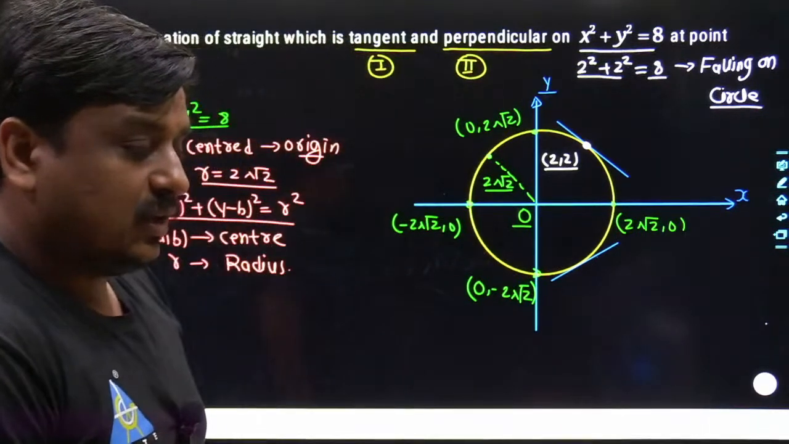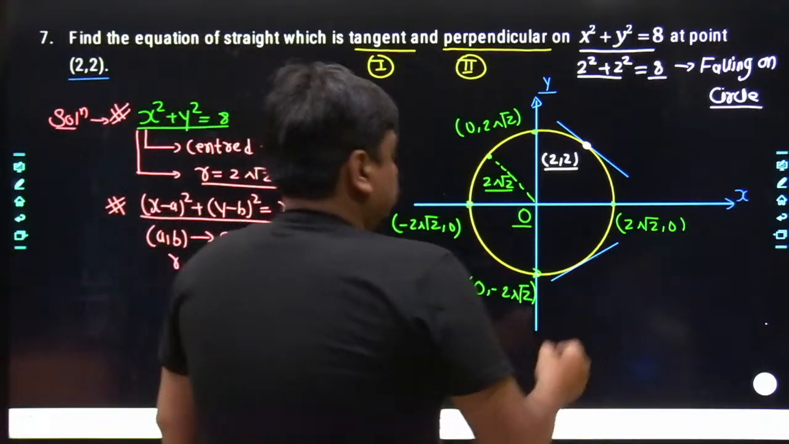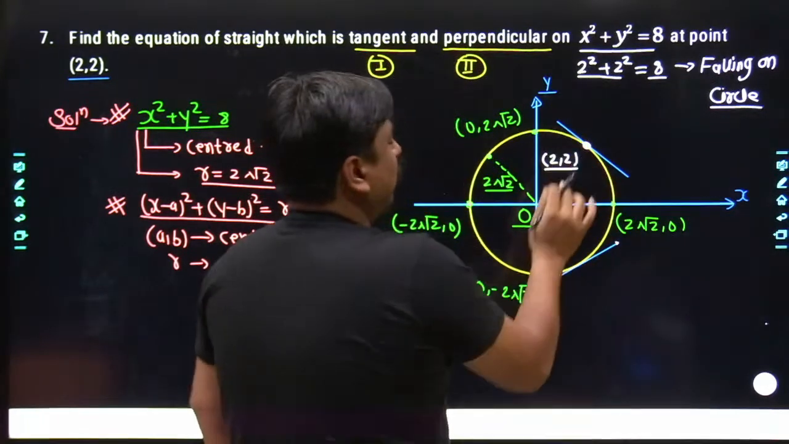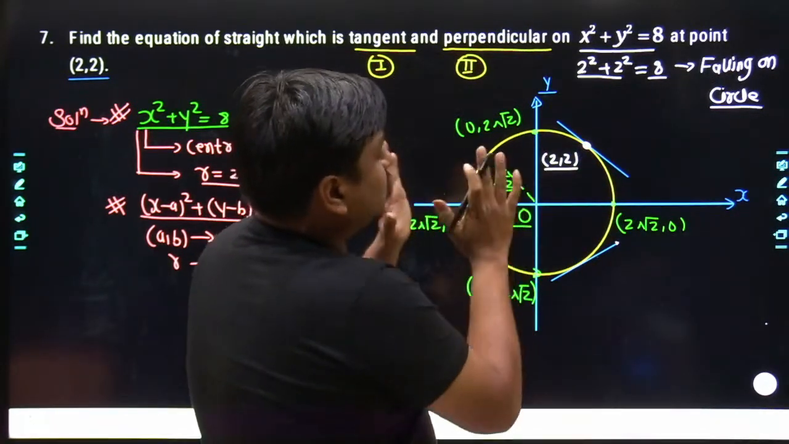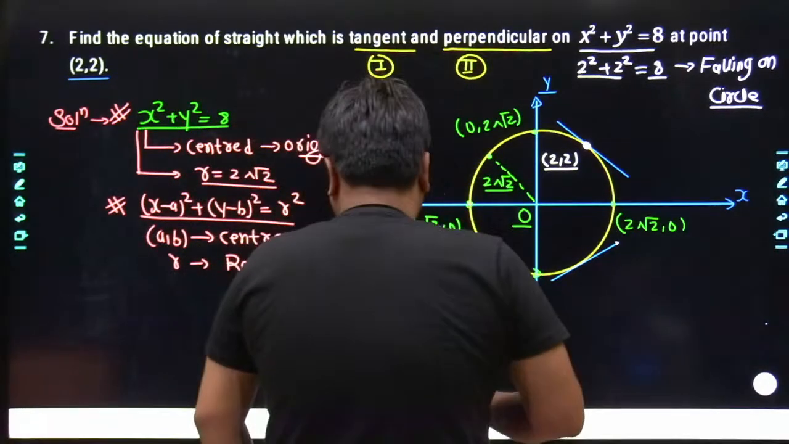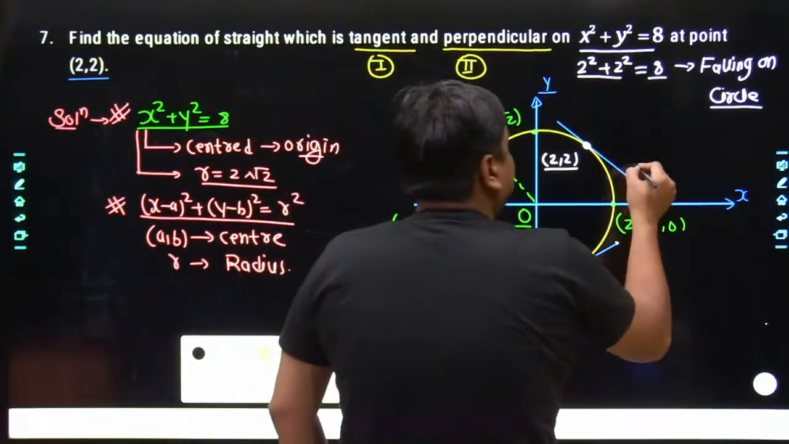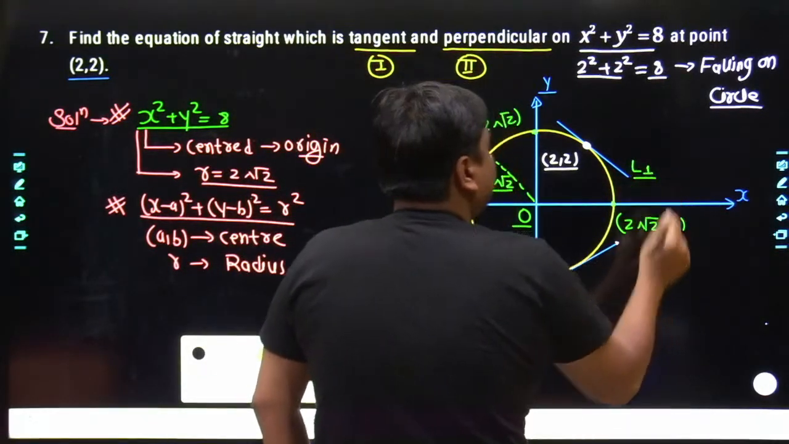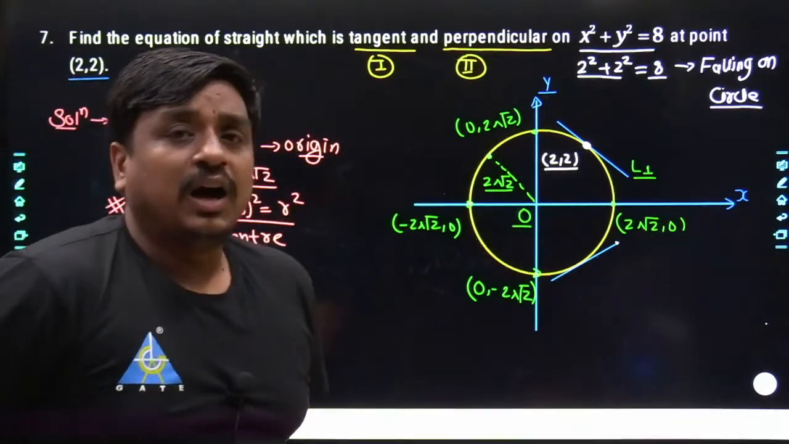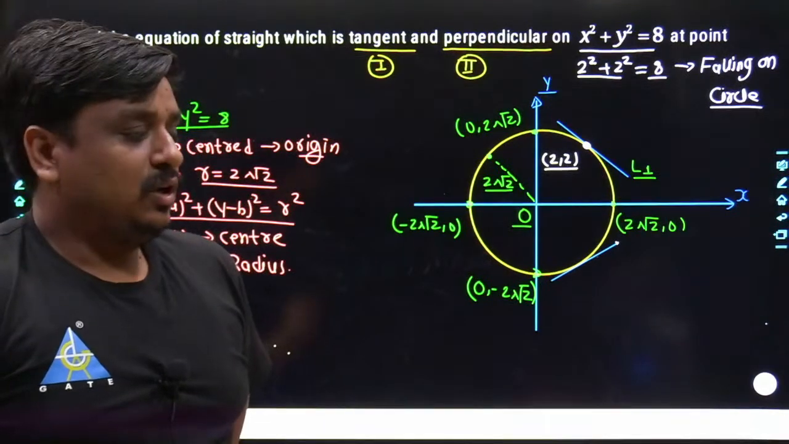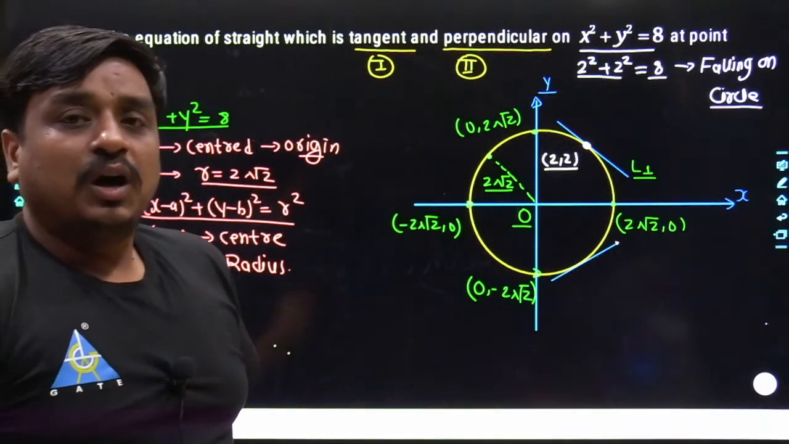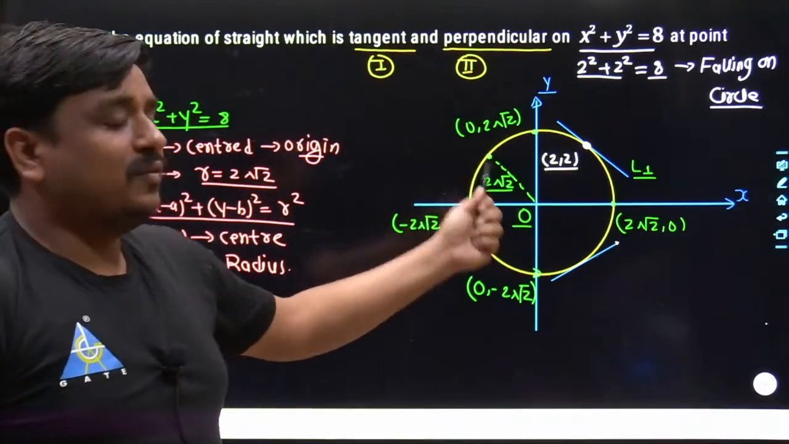Anyways, we'll see that. Keep aside each and everything. What I am saying, just focus on this point and tell me how you will get the equation of this straight line. You have to focus on the first straight line alone. Tell me, my dear friends, how will you get the equation of this straight line?